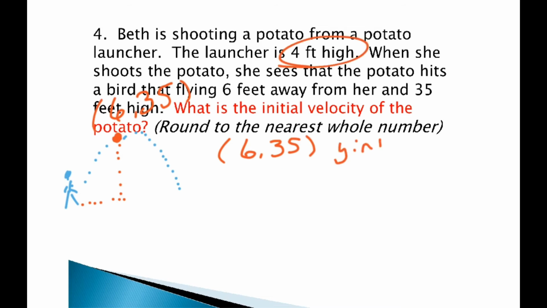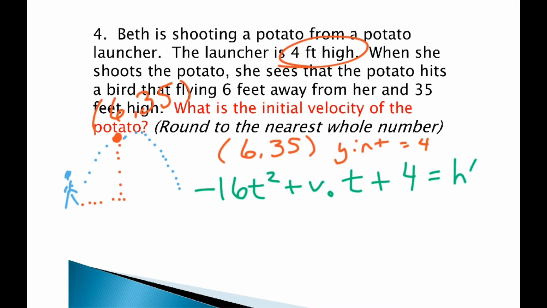I know that her starting height was 4 feet high, and so that's my y-intercept. Okay, so we're trying to find the initial velocity, and so we're going to use that formula about gravity and everything. Since we're talking about feet, it's going to be negative 16t squared. I don't know the initial velocity, so that's what I'm going to solve for, times t, plus the initial height, 4, and that's equal to my h of t.